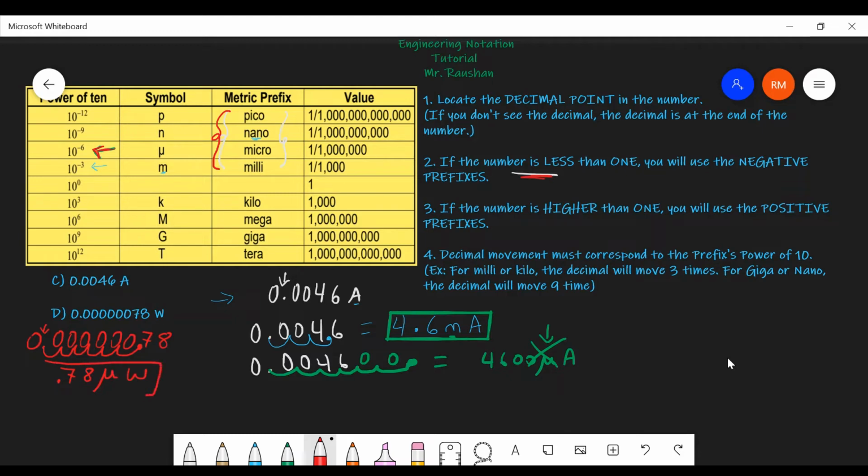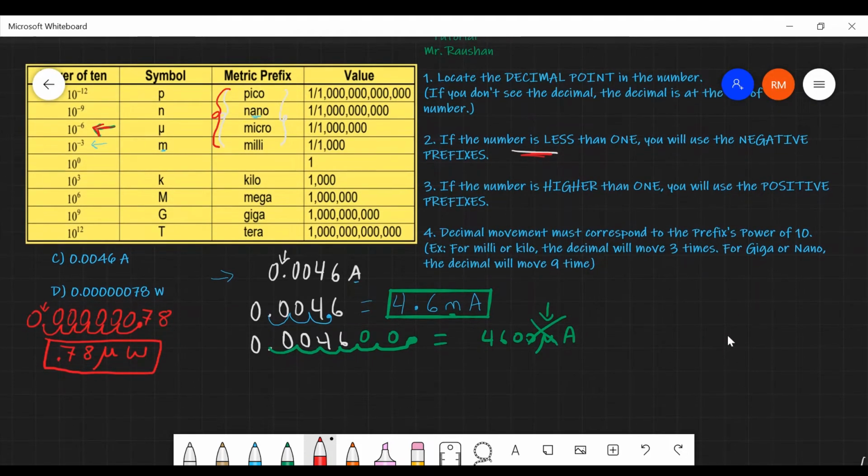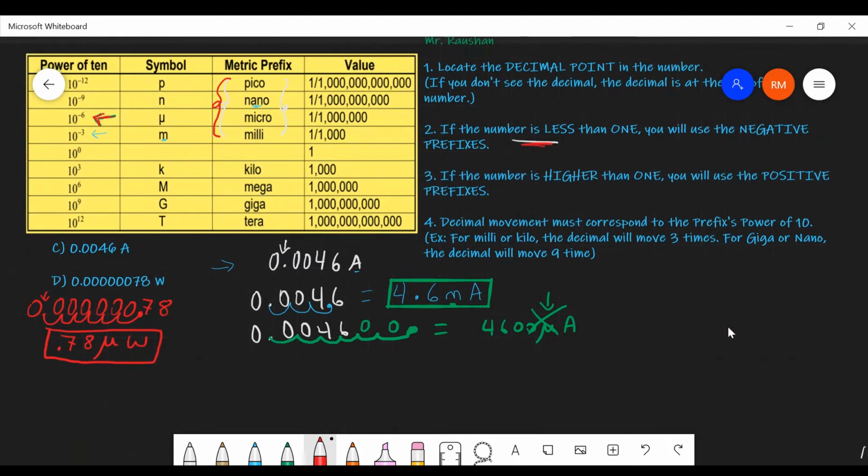Alright, that will be the value for the number above. Now, what happens if I don't want to use micro? I want to use something else. I want to use something like nano. Let's say I want to use nano. All right. So for nano, we'll use orange. But let's say I want to use nano. What do I do then?